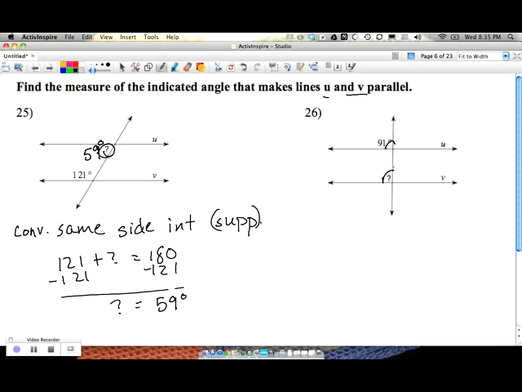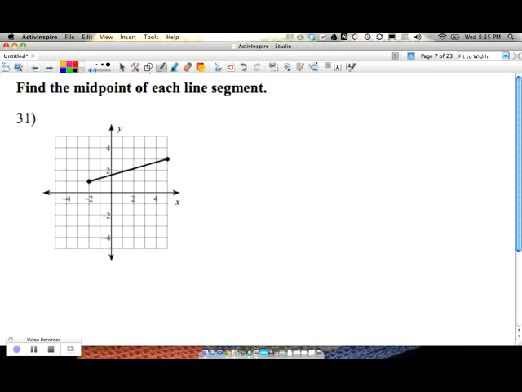Now when I look at these two angles, they are corresponding. And corresponding angles need to be congruent. So if that's 91, then this one should also be 91 degrees. It's that easy. It's kind of a backwards way of thinking, but still using the same relationship.